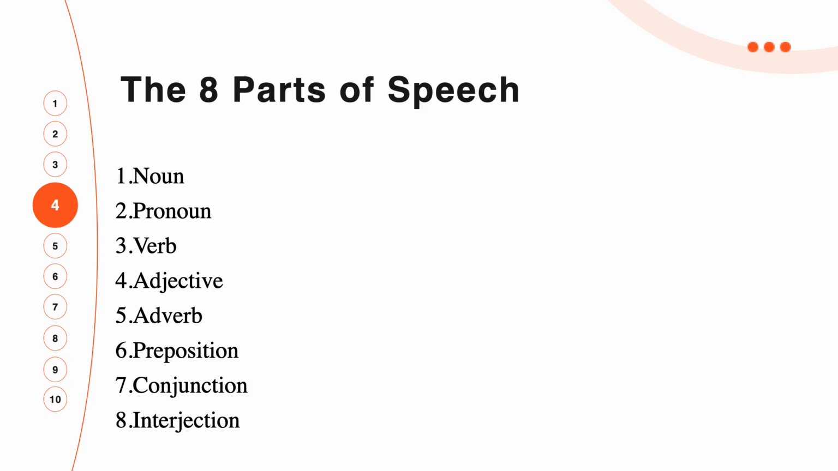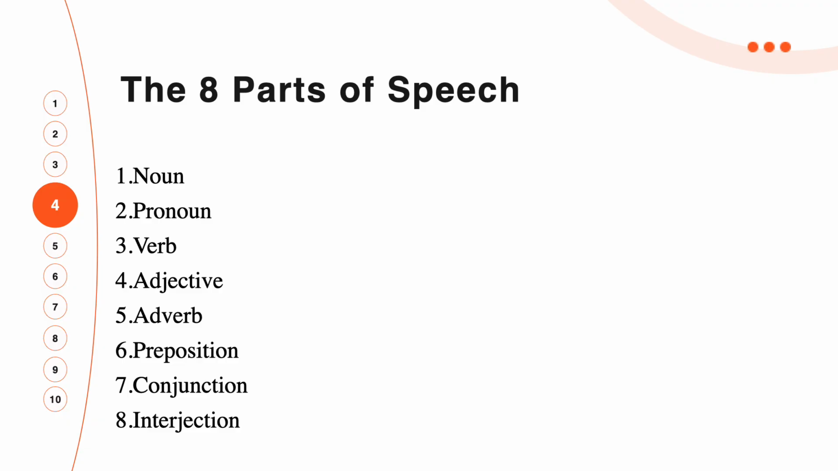Fifth is adverb. An adverb describes a verb, an adjective, or another adverb. In simple terms, it tells us how, when, where, or to what extent something happens. For example, quickly, slowly, very, and yesterday.